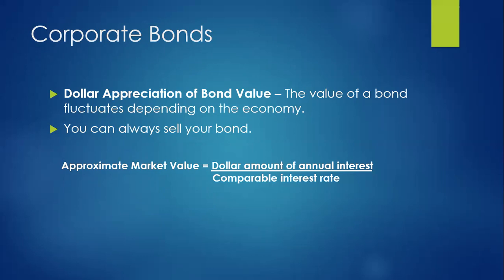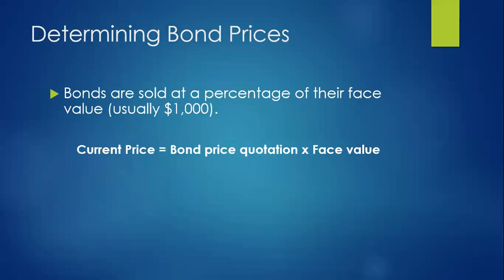To figure out the approximate market value, you take the dollar amount of annual interest, which we just calculated in the prior slide, divided by the comparable interest rate. That would tell you how much it would be worth in the market, maybe more or less than the face value, and then you can decide whether or not you want to sell the bond.